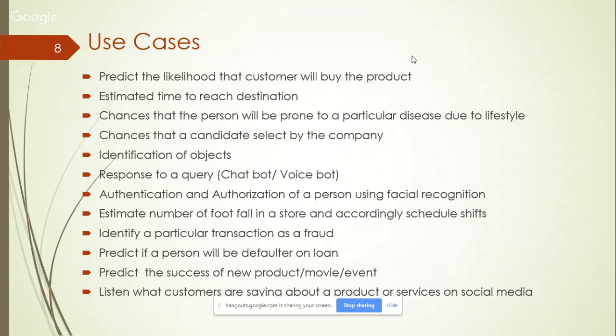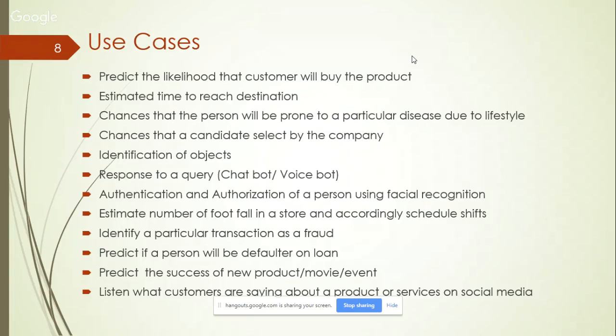Then estimate the number of footfalls in a store and accordingly schedule the shifts. For example, if I'm running a store, how would I come to know how many footfalls there are? Who are my repeat customers? Who are my high potential customers? Who are my high paying customers? And accordingly, I can shift my schedules with the help of data science.